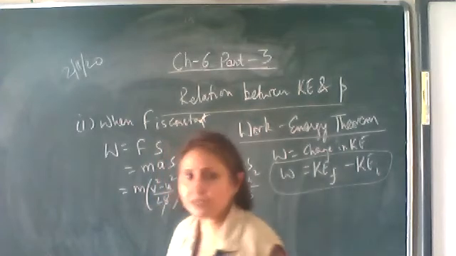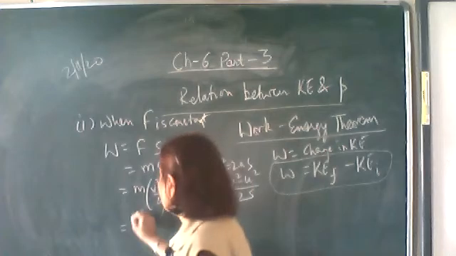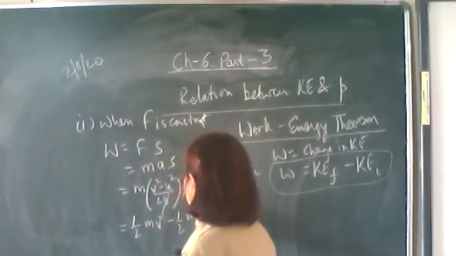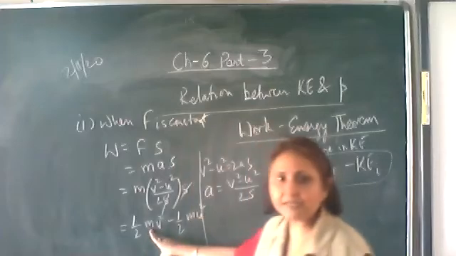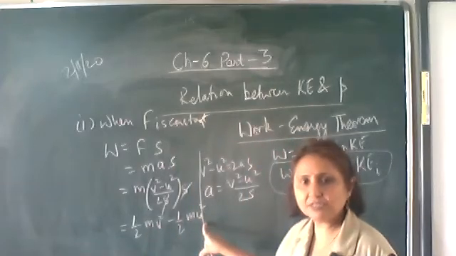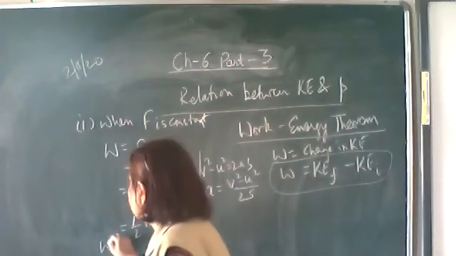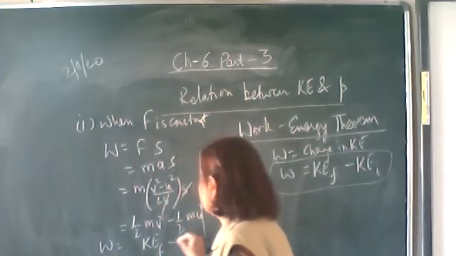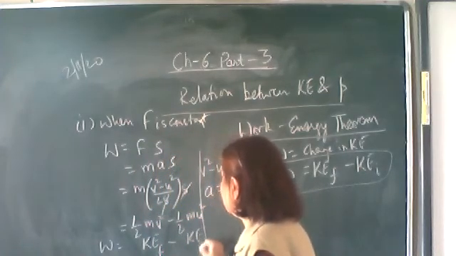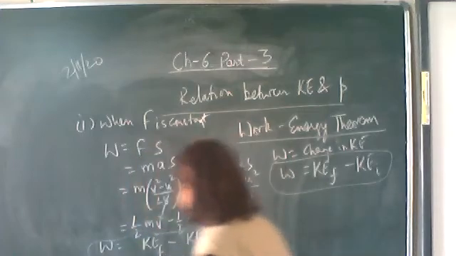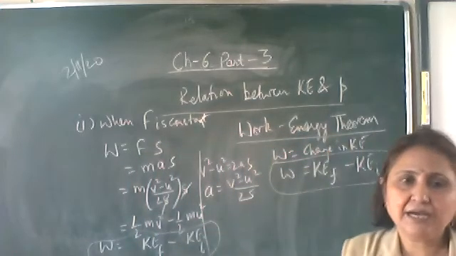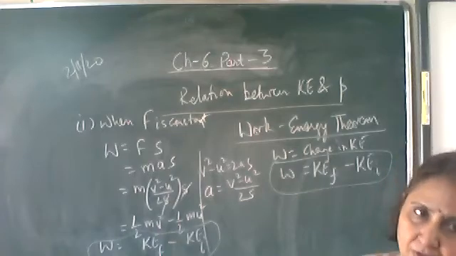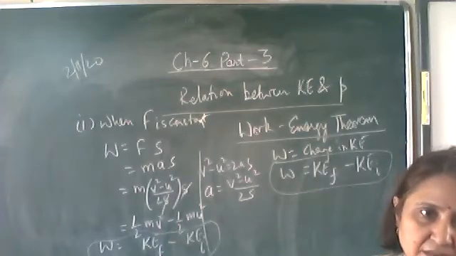s and s cancel out. This can be written as half mv square minus half mu square. That is the final kinetic energy minus the initial kinetic energy. So work done is equal to, what is this half mv square? Final kinetic energy minus the initial kinetic energy. So work done is equal to the change in the kinetic energy, and this theorem we call the work energy theorem, when a constant force is acting.